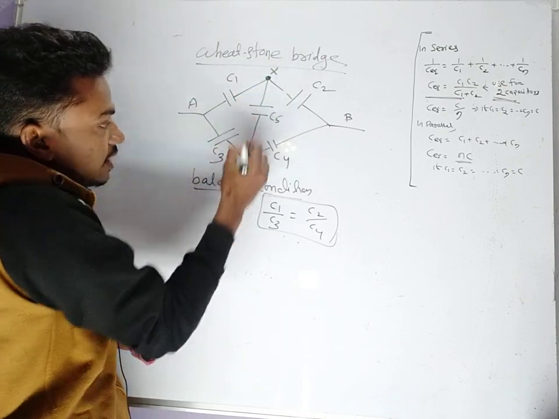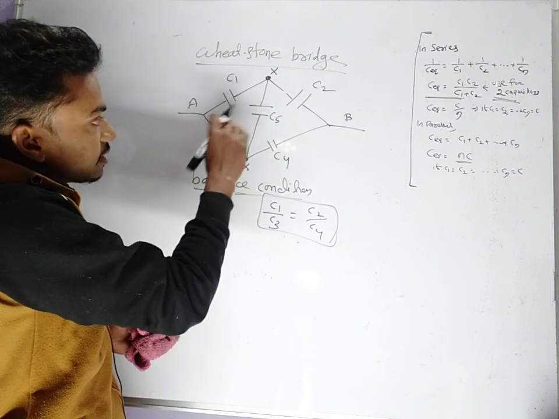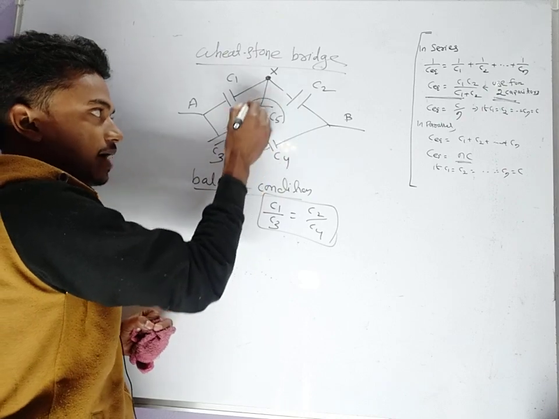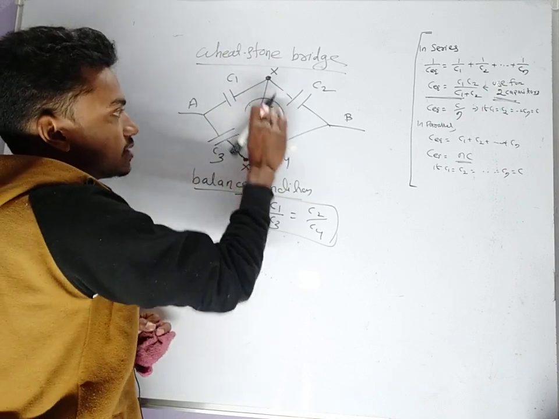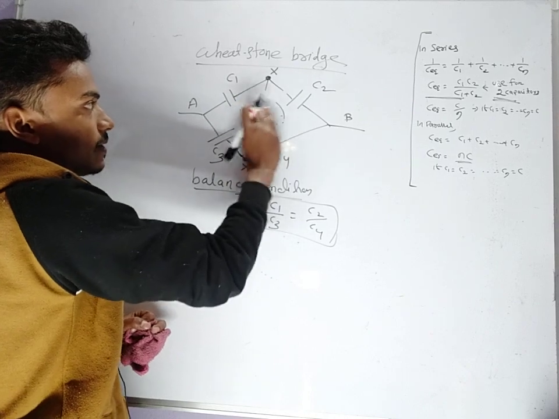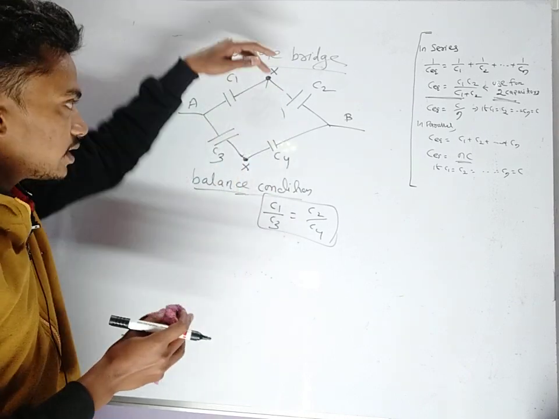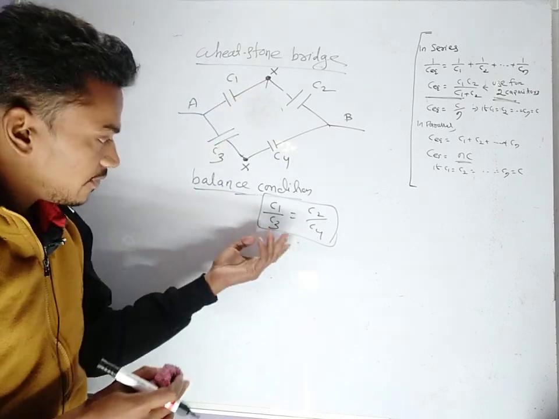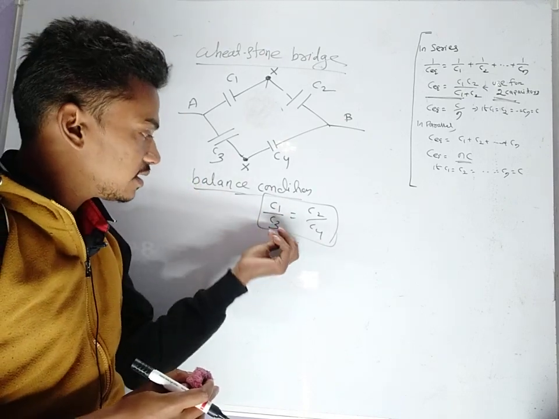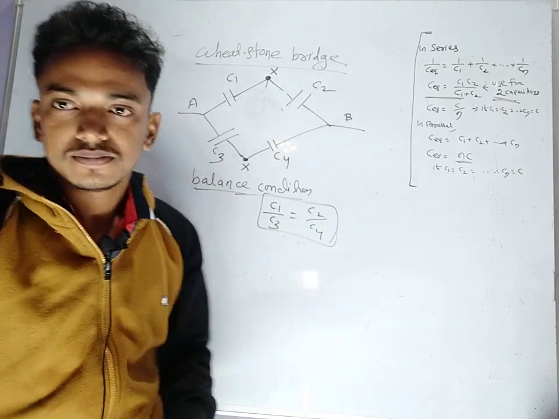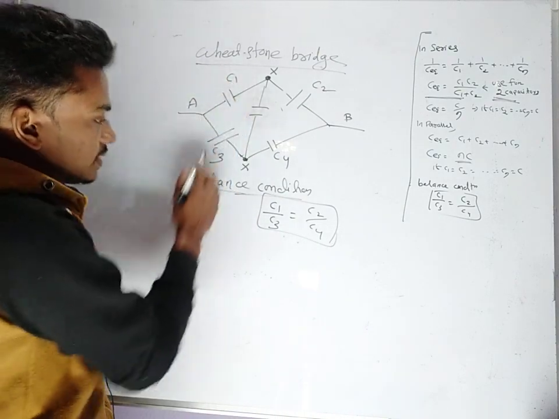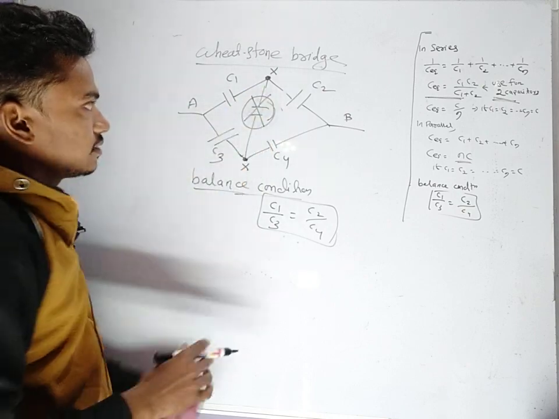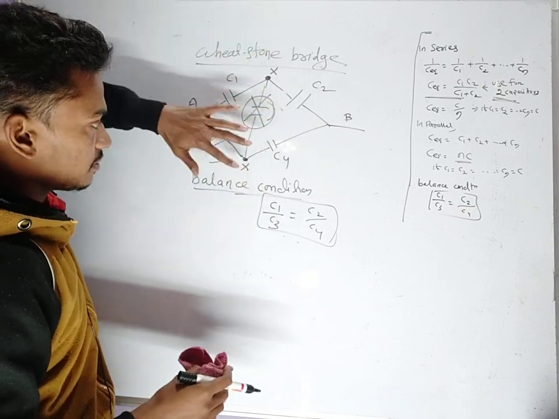If this is X and this will be X, so that means no current will flow through this C5 capacitor. So we can remove this. Okay, we can remove this. These are at the same potential, because of that we can remove this capacitor. So this is the balance condition of the Wheatstone bridge. Its proof you can find easily in any book. Okay, so if C1 by C3 equal to C2 by C4, we can disconnect the capacitor between this point and this point.